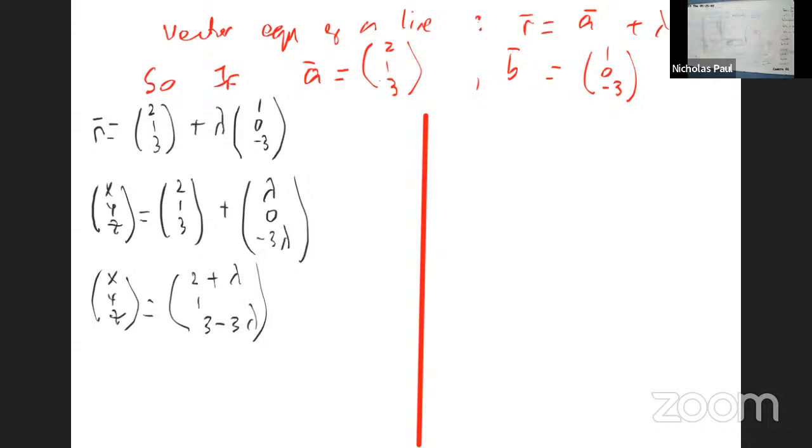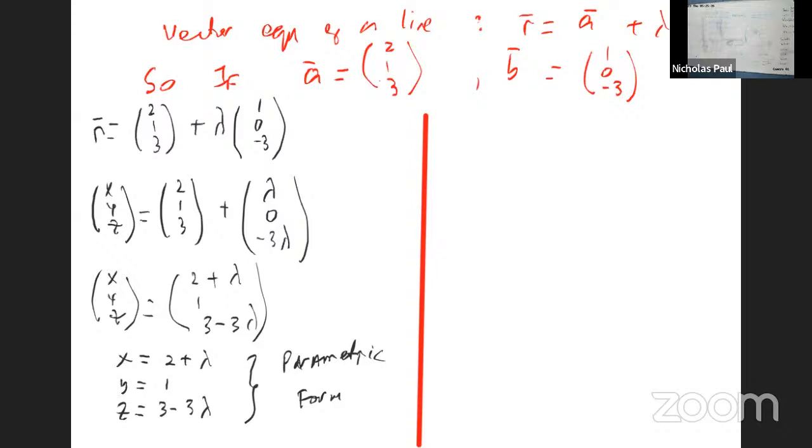What that's saying is x is equal to 2 plus lambda, y is equal to 1, and z is equal to 3 minus 3 lambda. This is called your parametric form, x, y, and z in terms of lambda. Are you okay with that?